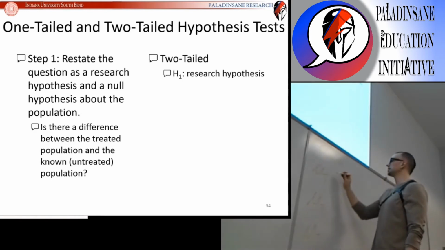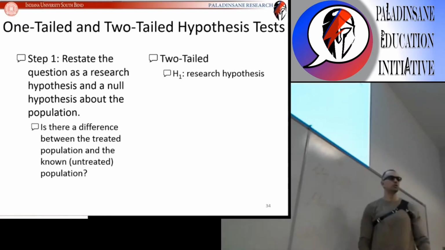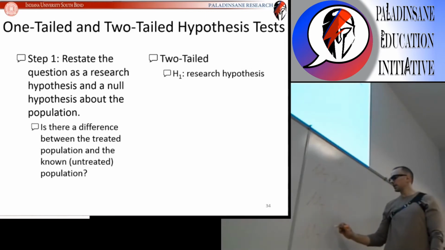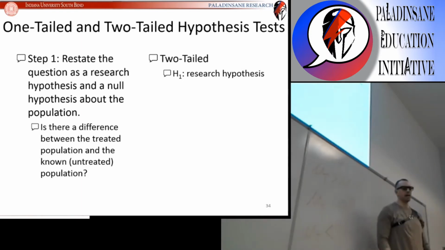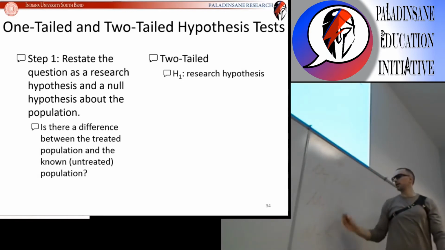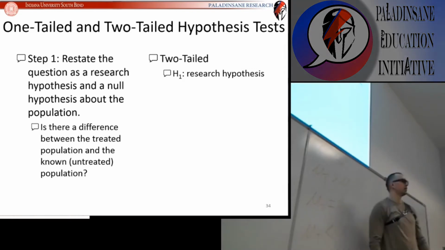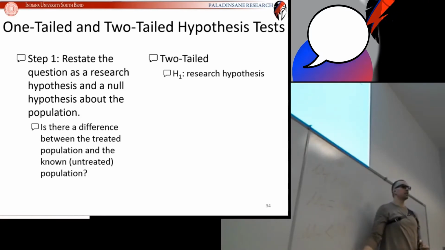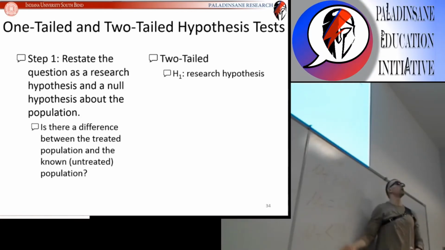One possibility is that your treated population is greater than your untreated population, right? Your treatment caused an increase. It has an effect. It made things bigger. Another possibility is that your treated population is less than your untreated population. Your treatment caused a decrease. Your treatment made things smaller. The last possibility is that your treatment did nothing, and your treated population equals your untreated population. Those are the only three things that can happen, right? That's it. That is the realm of possibilities.